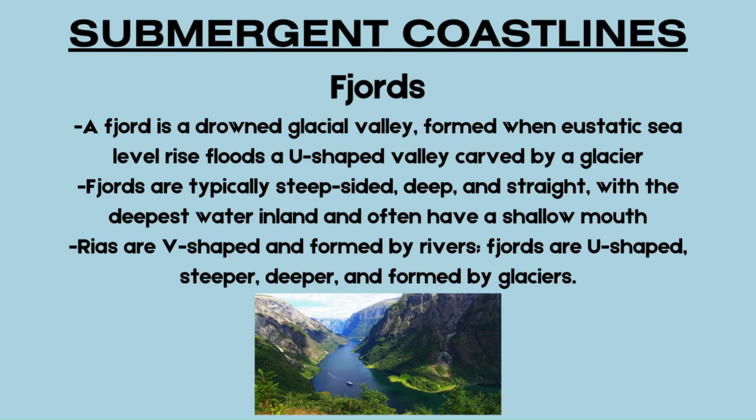They are very similar to rias, so it is important to know the difference. A fjord is a drowned glacial valley, formed when eustatic sea level rise floods a U-shaped valley carved by a glacier. Fjords are typically steep-sided, deep, and straight, with the deepest water inland and often have a shallow mouth. In comparison, rias are V-shaped and formed by rivers, fjords are U-shaped, steeper, deeper, and formed by glaciers.